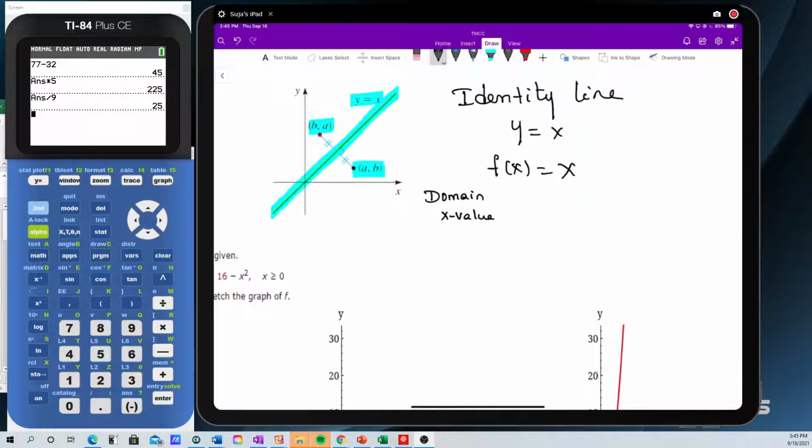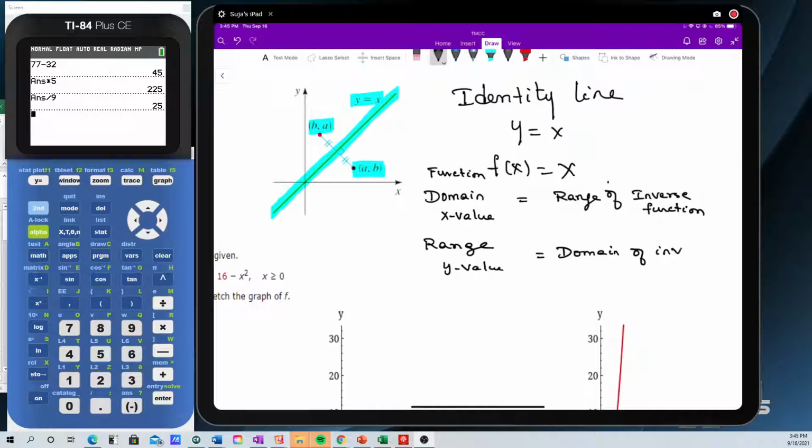of the function. Let me write: the function's domain is equal to the range of the inverse function, and the range of the function, which is the y value, is equal to the domain of the inverse function. So in other words, this will become the x value and this will become the y value. Oh, I'm sorry, the other way around. This will become the x value and this will become the y value.